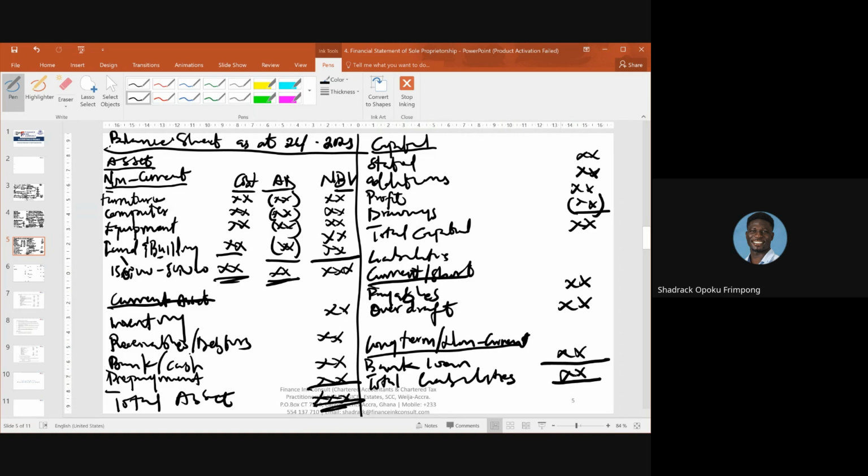Then we add our total liabilities plus our total capital, and that gives us total liabilities plus capital. So this figure here should be equal to this figure here. That is why the accounting equation says that assets should be equal to what? Your total liabilities and what? Your total capital.